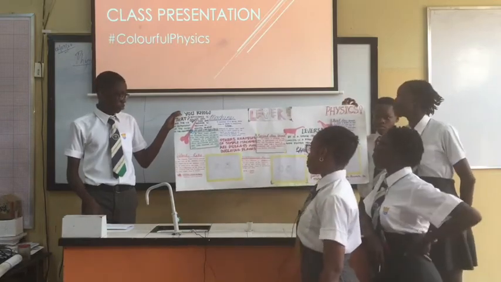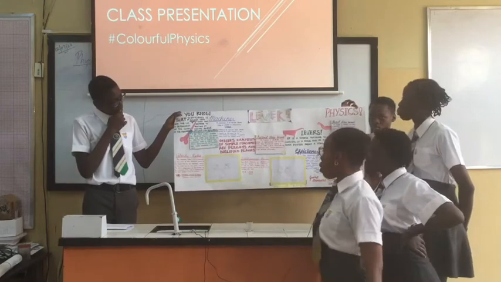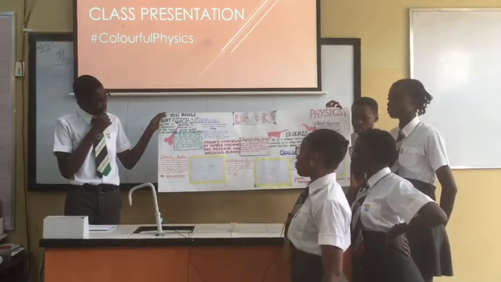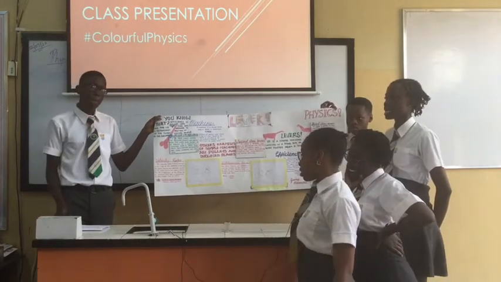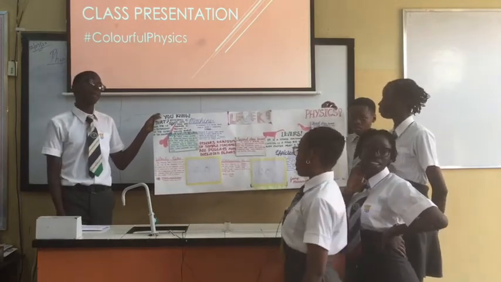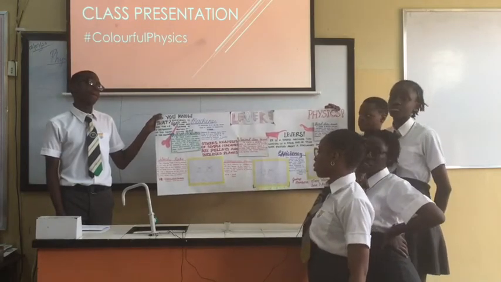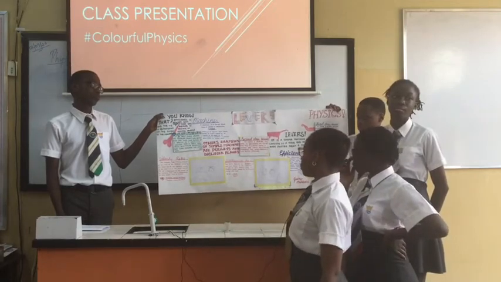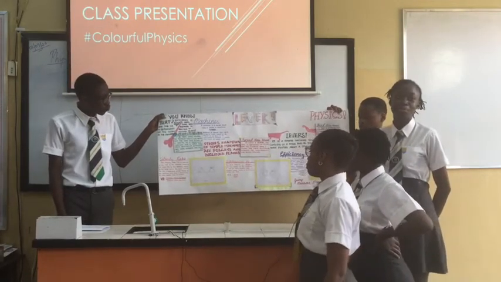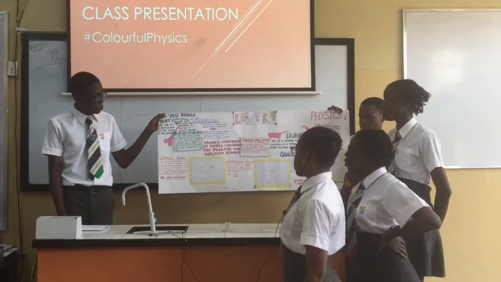Velocity ratio. The velocity ratio is defined as the ratio of distance moved by effort to the distance moved by load in the same interval. The VR is dependent on the design of the machine only and is unaffected by other factors such as friction. The formula for velocity ratio is distance moved by effort over distance moved by load.